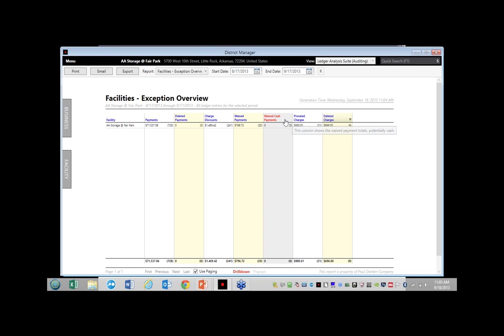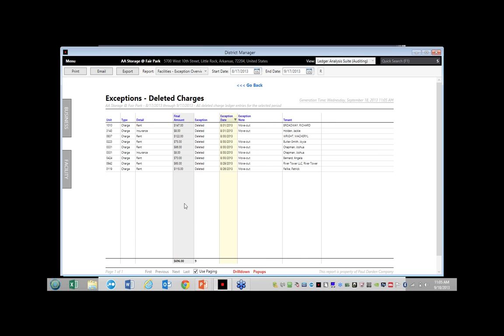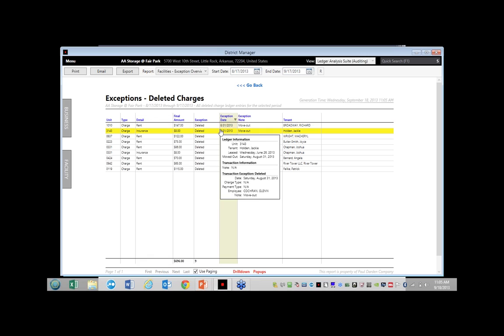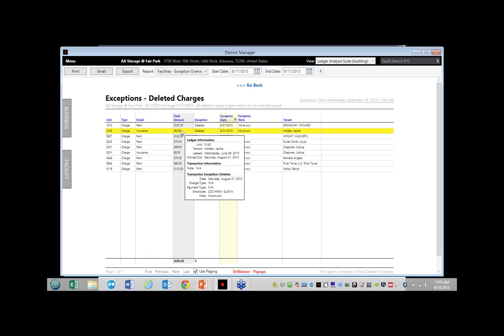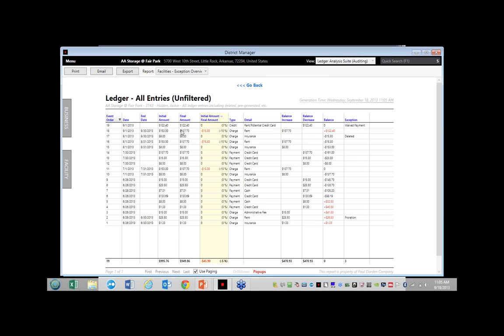Well, let's go to waived payments then. Okay, here we go. Deleted charge, there we go. And we can look over here at the types of deleted charges they have, and you can then drill down to the particular ones. Let's say they have deleted insurance or rent, either one. And quickly just drill down right to that tenant and see why the manager waived the transaction.